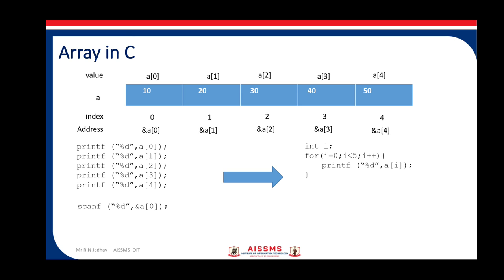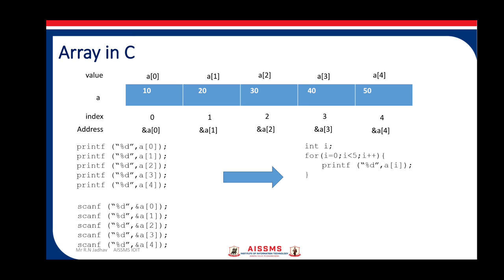Now how to read the elements into the memory locations? By using a scanf statement. You can use %d as a format specifier. While scanning the element, you need to specify the address of the location in which you want to store the value. Suppose I want to replace the value 10 with some other value. I can use &A[0]. In the same way, &A[1], &A[2], 3 and 4.